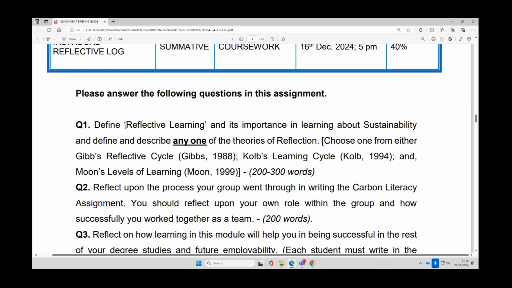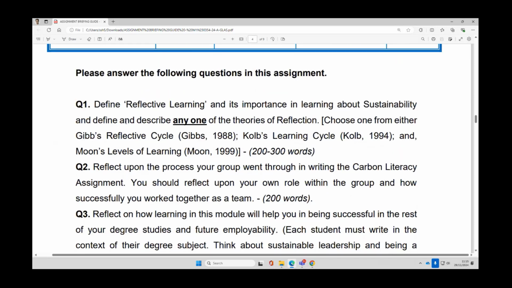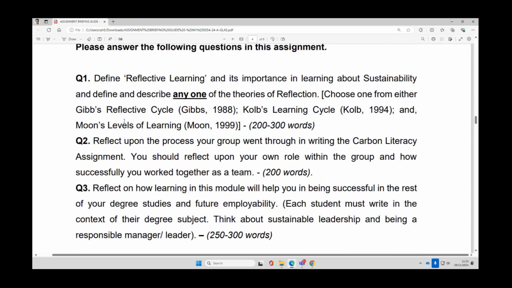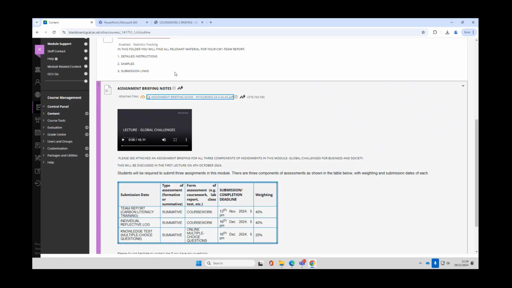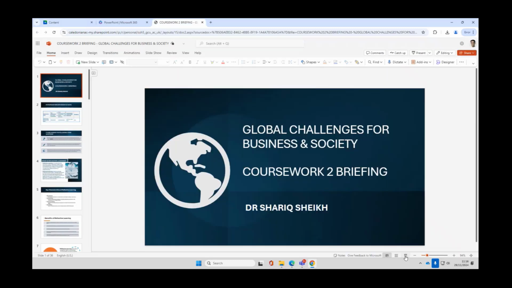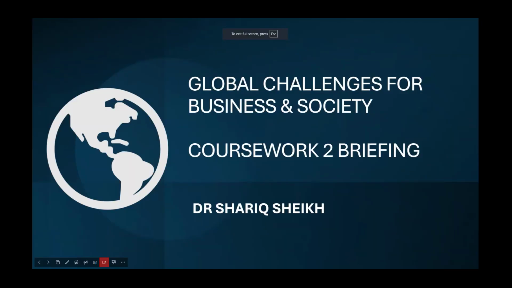For coursework 2, you got 3 questions to answer. And these 3 questions have been given to you already. Define reflective learning and its importance in learning about sustainability, and define and describe any one of the theories of reflection. Now, I have also created these slides that I'm talking about. And this is where we'll try and kind of summarize what we need to do.